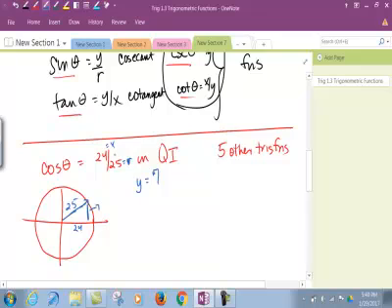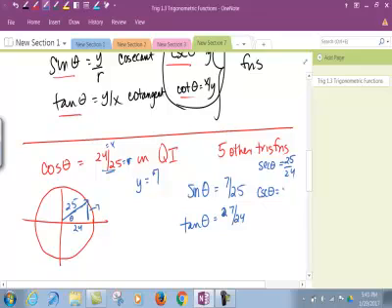All right, so now we have x is 24, y is 7, and r is 25. So that means that the sine of theta is going to be 7 over 25. The tangent of theta is going to be 7 over 24. And then the secant of theta is going to be the reciprocal of the cosine, so that is 25 over 24. The cosecant of theta is going to be 25 over 7, and the cotangent of theta will be 24 over 7.